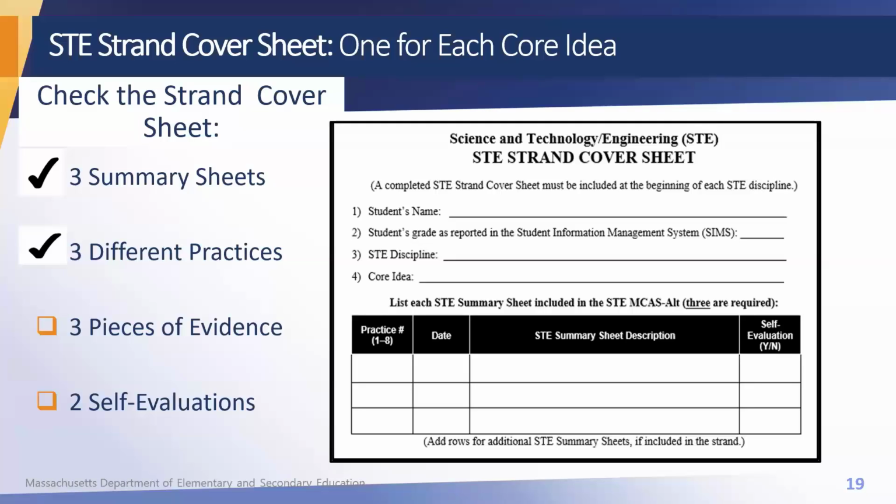This is so important that you check that. If you have 113 or 535, you don't have 3 different numbers. So please be very careful in checking that. Do you have 3 pieces of evidence? There should be one for each summary sheet, right? And lastly, do you have at least 2 self-evaluations? And so it's a nice little check to make sure you've done all you needed to do.